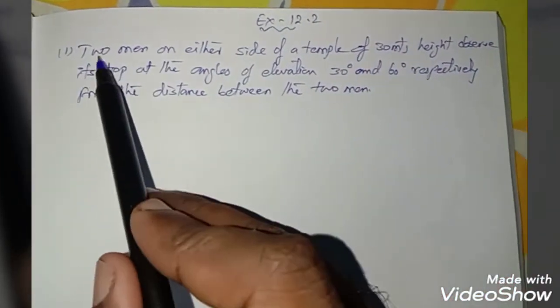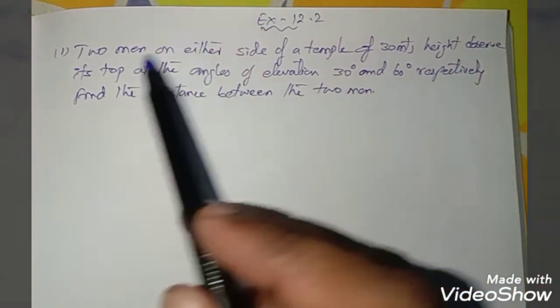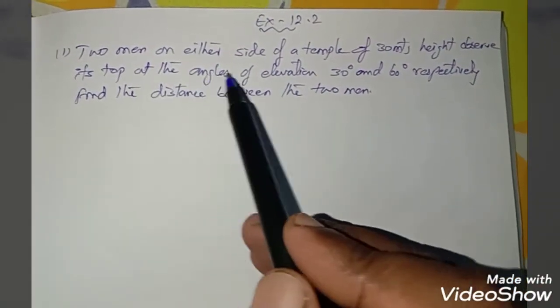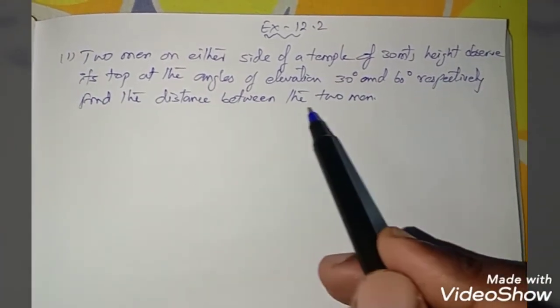So your question is, two men on either side of a temple of 30 meters height observe its top at the angles of elevation 30 degree and 60 degree respectively. Find the distance between the two men.